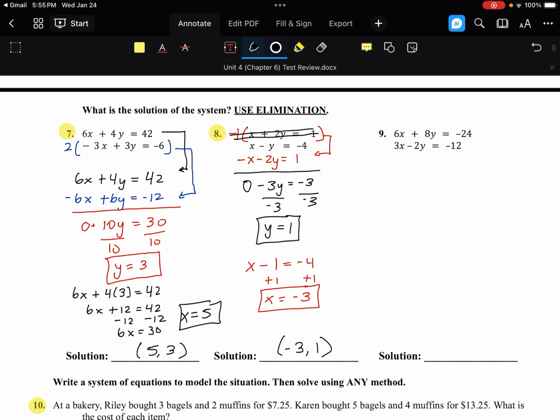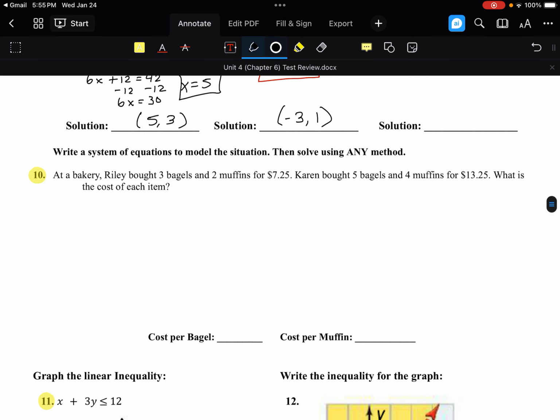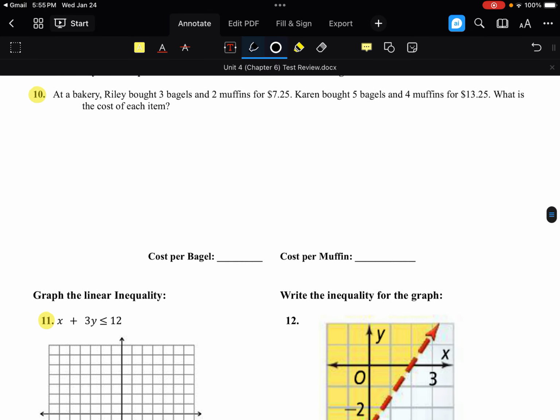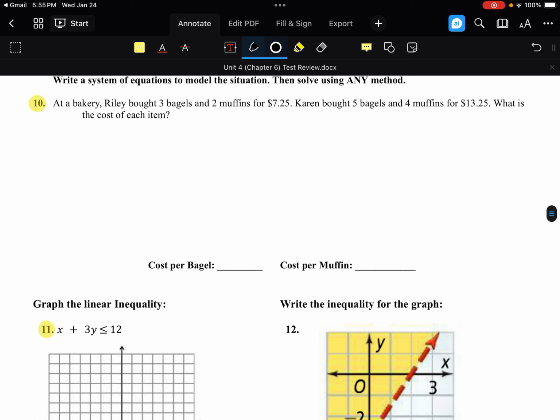I'll leave question 9 for you to try on your own. All right. Question 10, we've got a word problem. It says, at a bakery, Riley bought 3 bagels and 2 muffins for $7.25. Karen bought 5 bagels and 4 muffins for $13.25. What is the cost of each item?